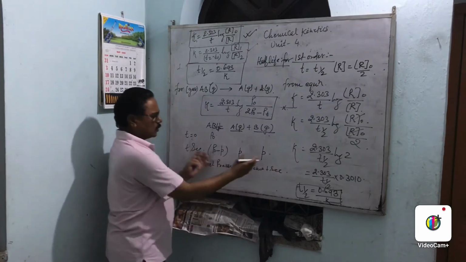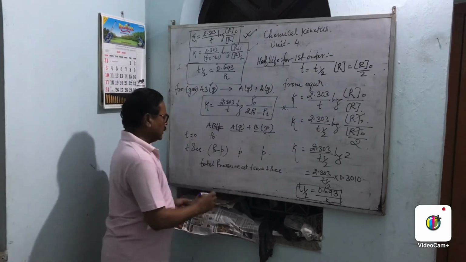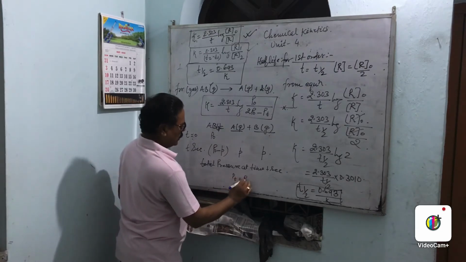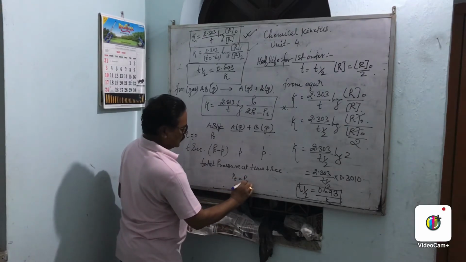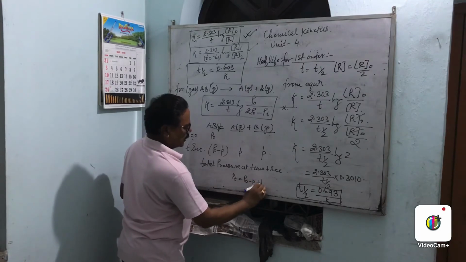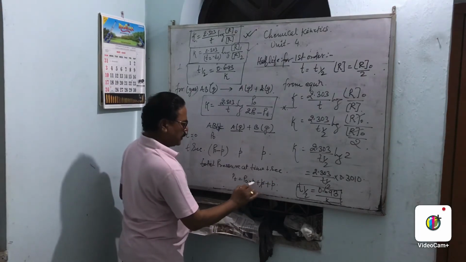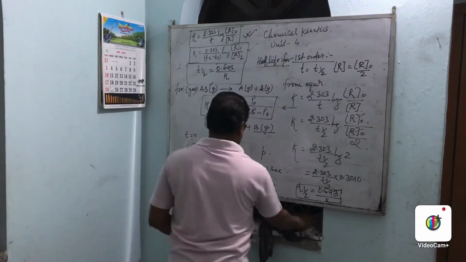So this is according to the partial pressure, this is the sum, that is equal to Pt, equals P0 minus P plus P and plus P. So this P and P will cancel. So we get what?